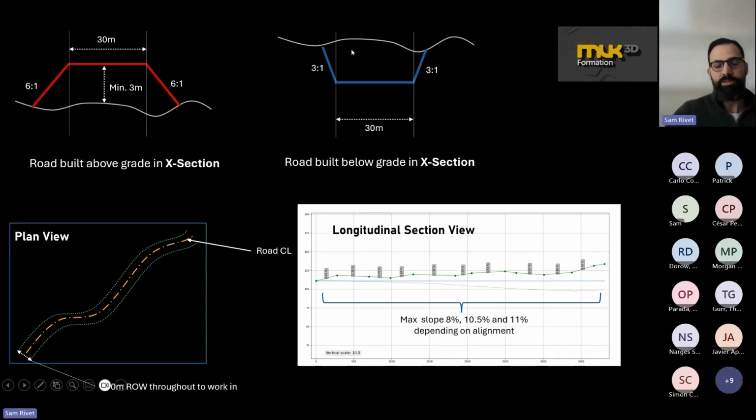Okay, here you see what happens if we're cutting below grade. Now, we can cut down at 3:1, so a little different than filling. We can go in a little steeper. Once again, 30-meter wide running surface, and no minimum thickness in terms of excavation depth.